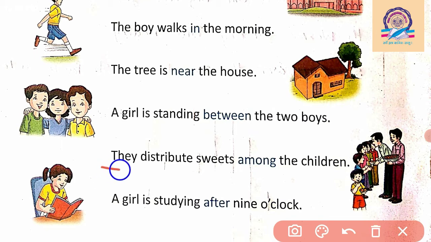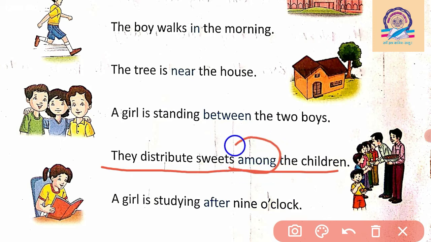Then after that, they distributed sweets among the children. Between means only two, but among means more than two. We are talking about more than two. So the rich man distributed chocolate or sweets among the children, and the number of children is more than two. If only two are there, then we have to use the preposition between, but for more than two we have to use among. We are talking about more people, so at that time we have to use the preposition among.